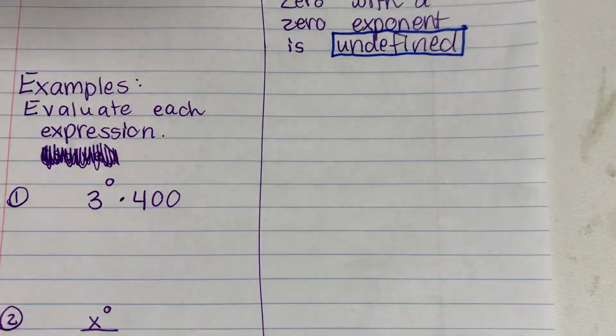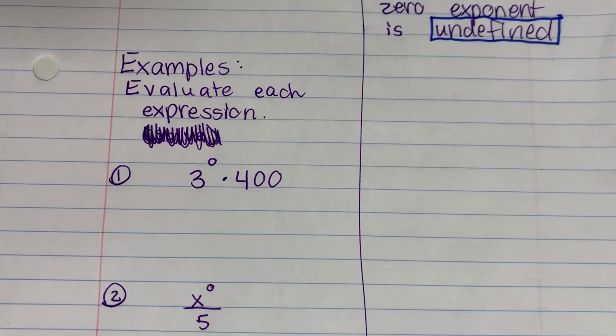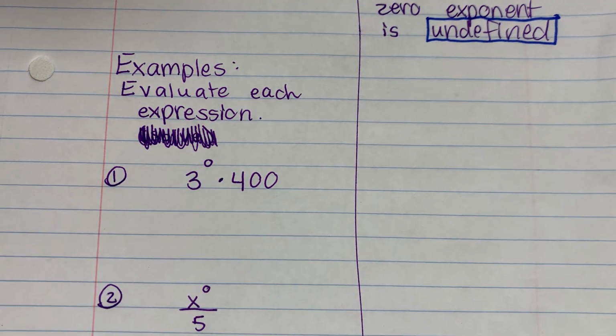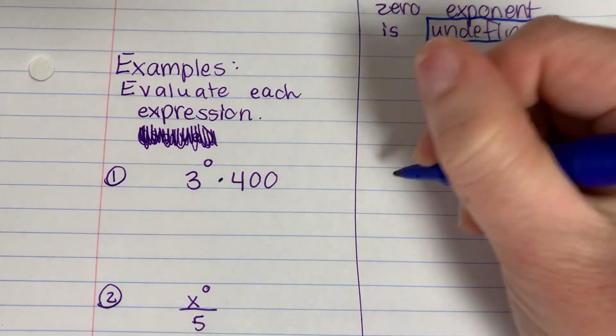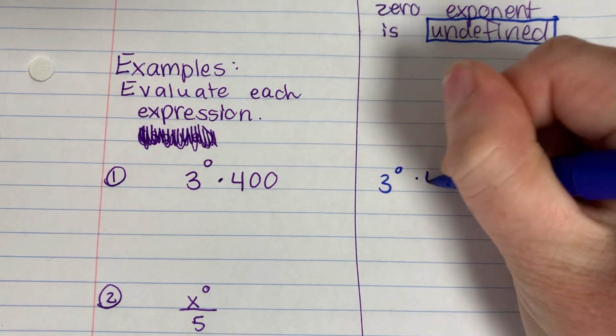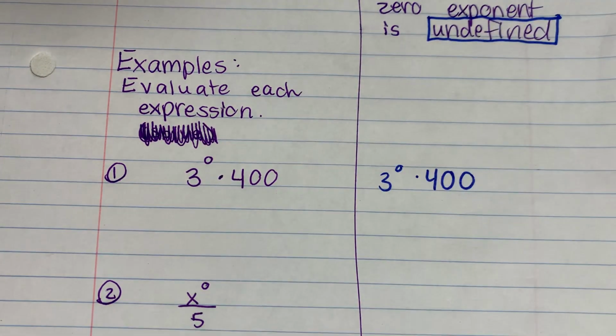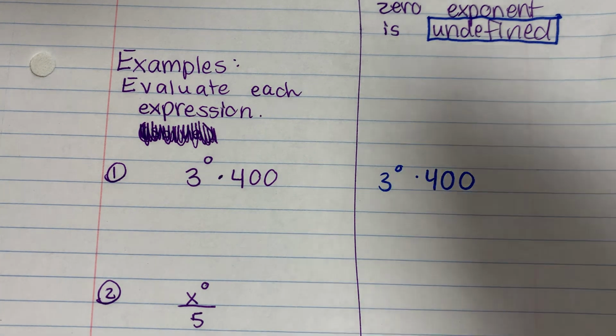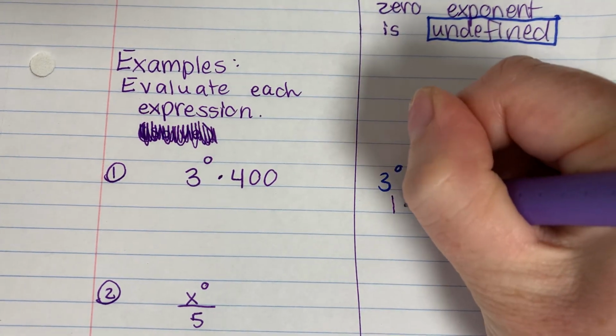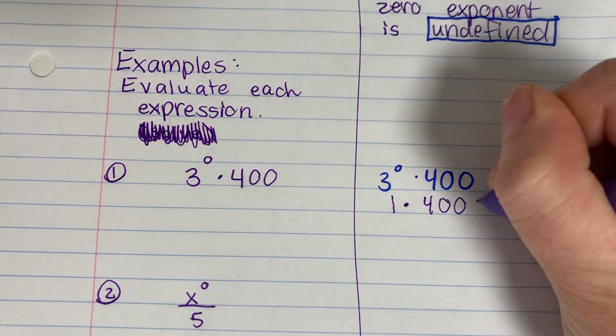So evaluate each expression. So let's look at number 1. 3 to the 0 power times 400. Well, let's evaluate. What is 3 to the 0? It is 1. 1 times 400 is just 400.